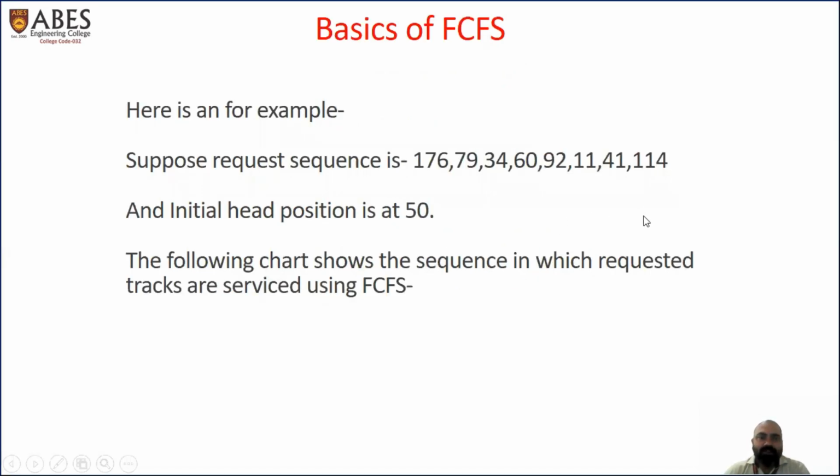Here we take an example for understanding. We have a sequence which we have to service using the FCFS scheduling algorithm. The sequence is 176, 79, 34, 60, 92, 11, 41, and 114. The current head position is at 50. Now, using the FCFS scheduling algorithm, let us see how these requests will be serviced.